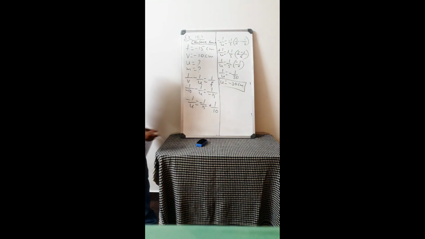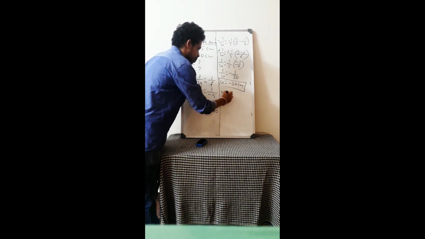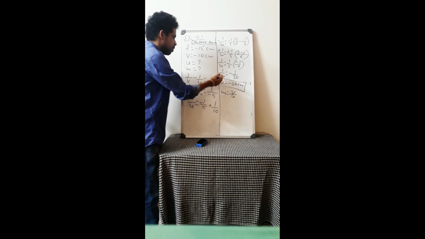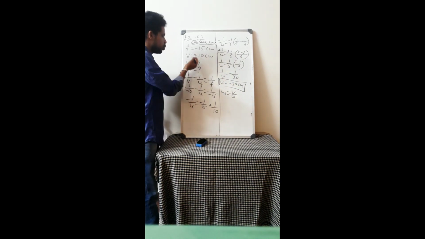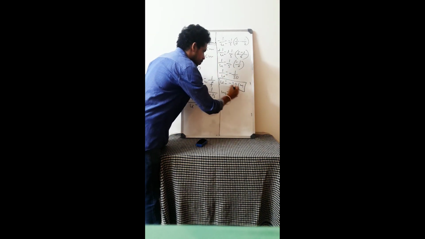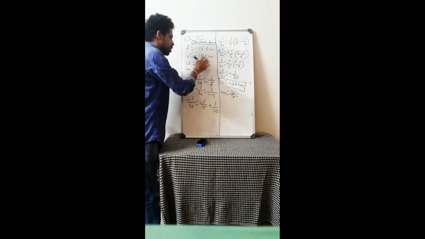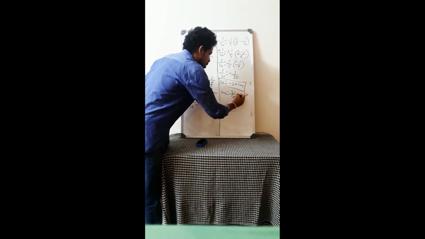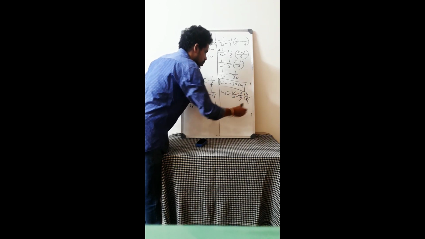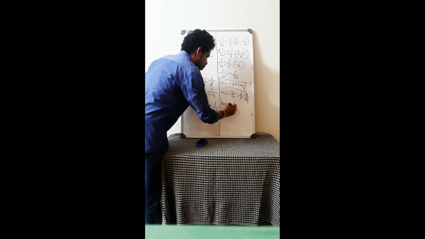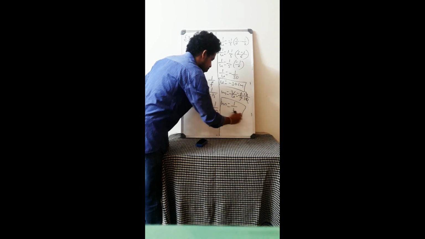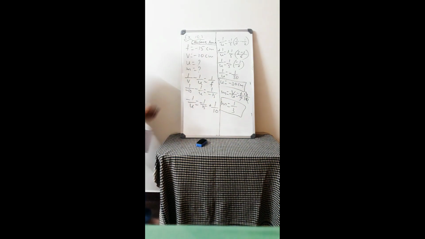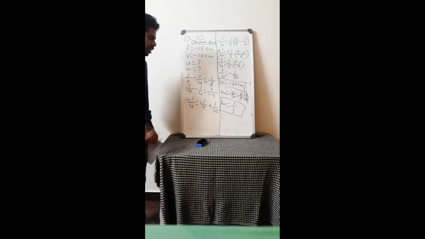Then you can find the magnification here also. M is equal to V by U, but I have to consider the signs of U and V. Here V is minus 10 and U is minus 30. Minus and minus get cancelled, and the zeros get cancelled. You get M as 1 by 3. If you simplify further, you may get 0.1333.